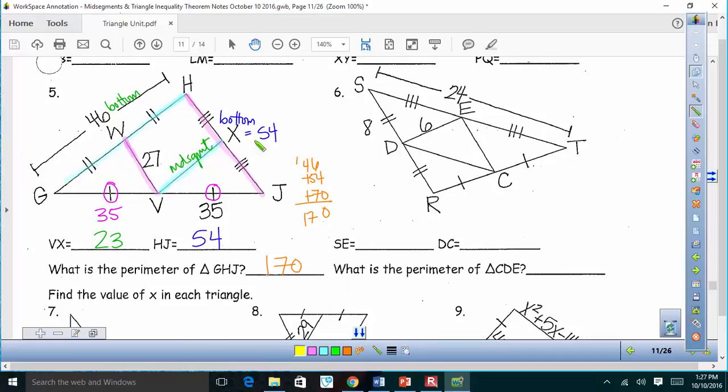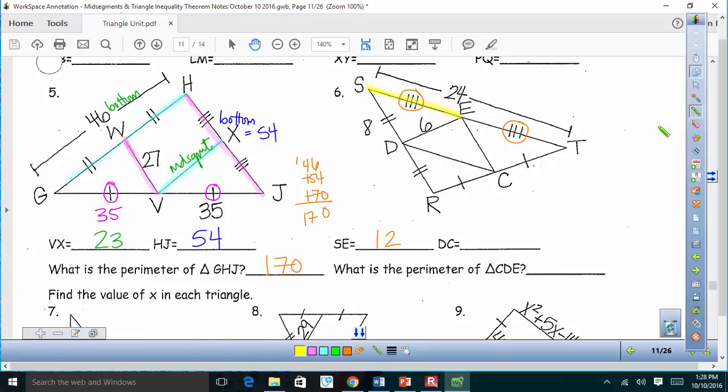So number 6, the first thing they asked me about is SE. Okay, is SE a bottom or a midsegment? Is it a whole bottom though? It's only part. So how would I find just part of it? Yes? Very good. We know that because this and this has these tick marks that they're congruent. So if this whole length is 24, we divide that by 2, and SE would be 12.